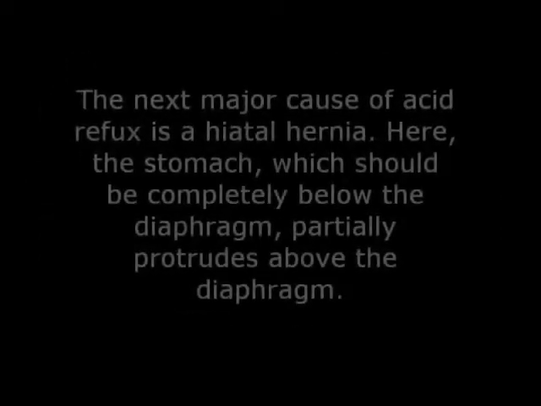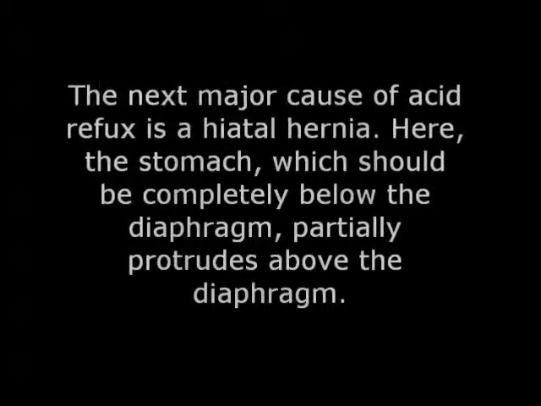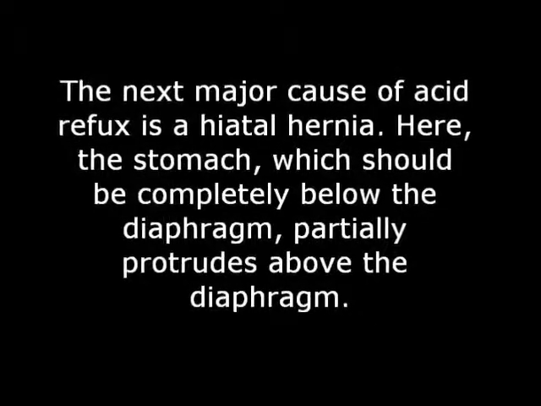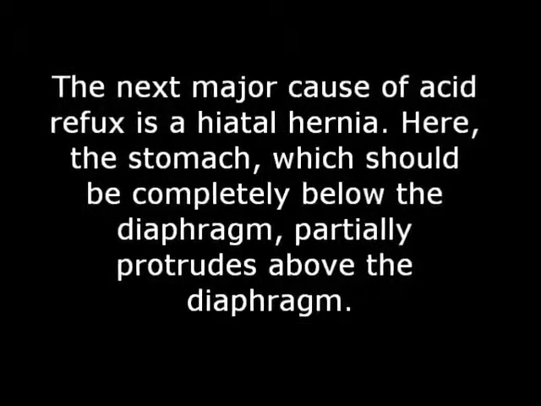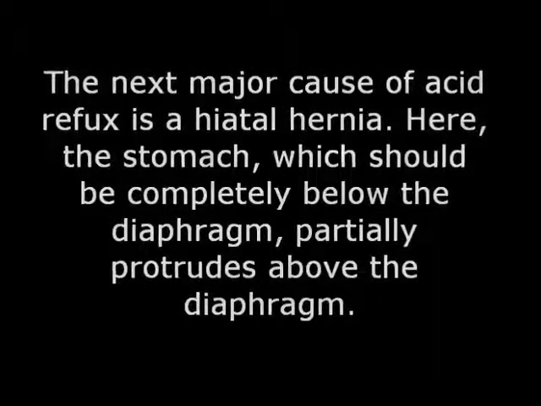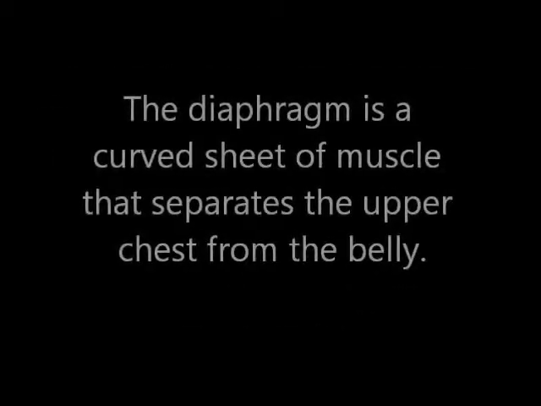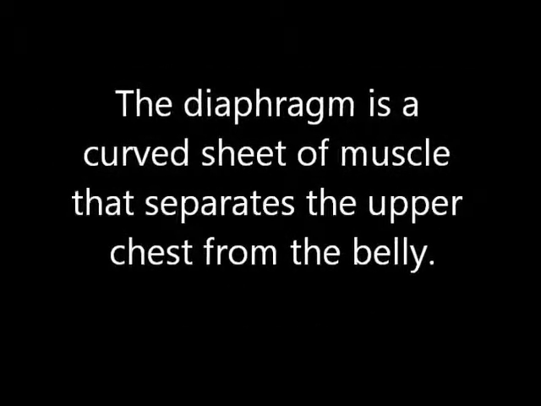The next major cause of acid reflux is hiatal hernia. Here, the stomach, which should be completely below the diaphragm, partially protrudes above the diaphragm. The diaphragm is a curved sheet of muscle that separates the upper chest from the belly.